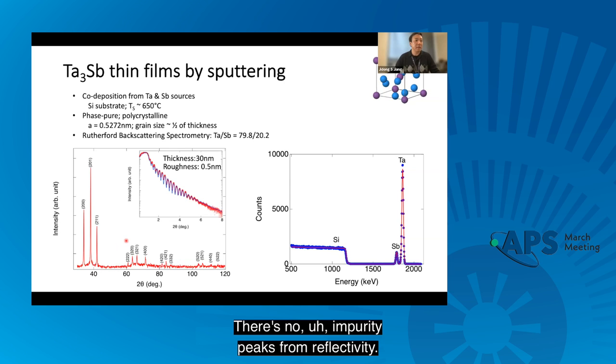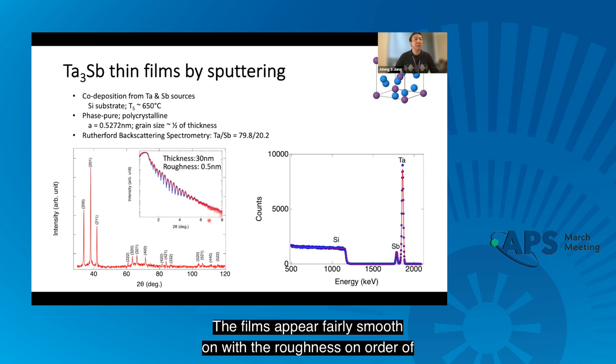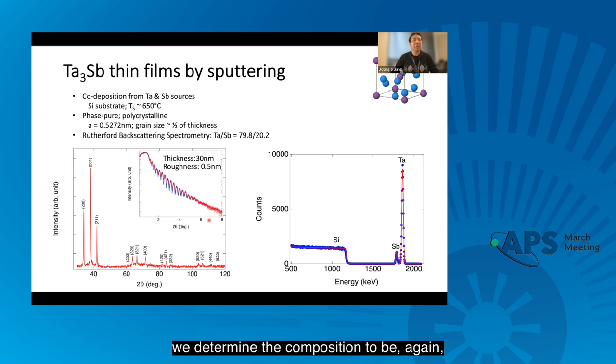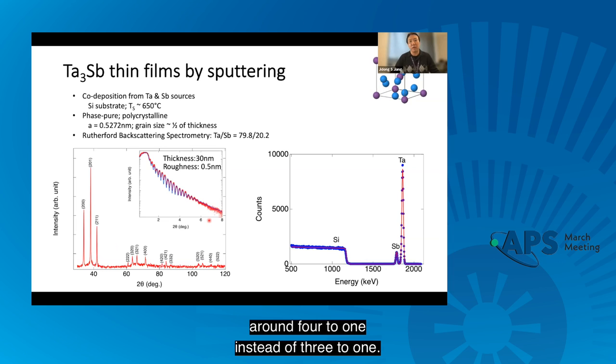There are no impurity peaks. From reflectivity, the films appear fairly smooth with a roughness on the order of half a nanometer. From Rutherford backscattering spectrometry, we determine the composition to be, again, around 4 to 1 instead of 3 to 1.